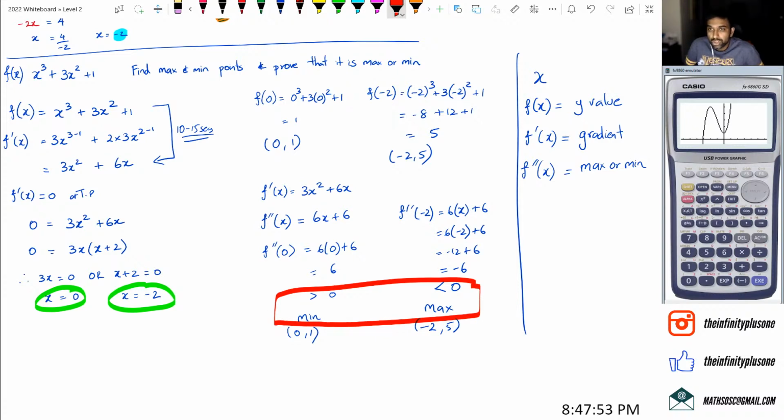Sniper, when you work out f double dash, if f double dash of x is positive, then it's a minimum value. If f double dash of x is less than 0, or negative, then it becomes a maximum. So hopefully that helped you there, Sniper. Yeah, that's just one of the things you learn to pick up as you do it.